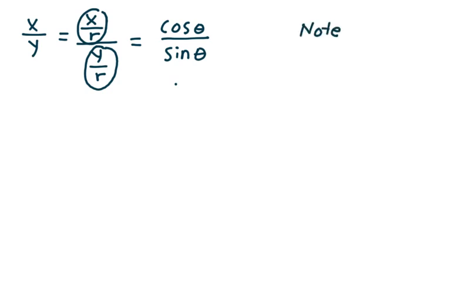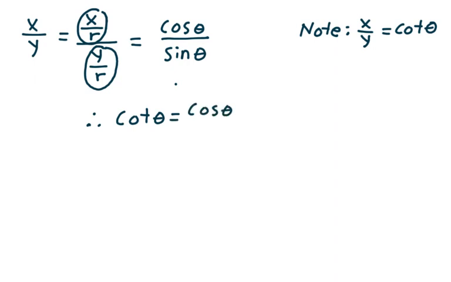But if we go back to our definitions, we also know that x over y is the same as cotangent theta. And so if x over y is cosine theta over sine theta, and x over y is cotangent theta, what we can say is that cotangent theta is the same as cosine theta divided by sine theta. And this would be trig identity number 5.